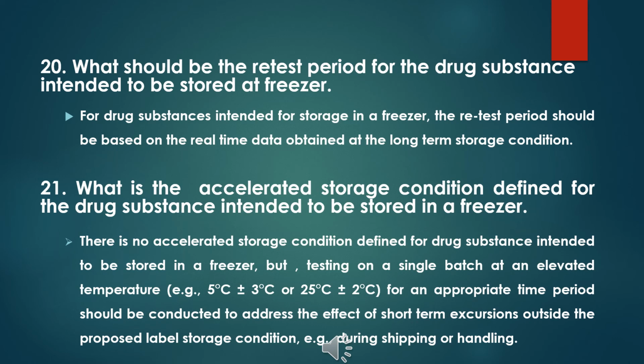Next question. What is the accelerated storage condition defined for the drug substance intended to be stored in a freezer? There is no accelerated storage condition defined for the drug substance intended to be stored in a freezer, but testing on a single batch at an elevated temperature, that is 5 plus minus 3 degrees or 25 plus minus 2 degrees, for an appropriate time period should be conducted to address the effect of the short-term excursions outside the proposed label storage condition during shipping or handling.